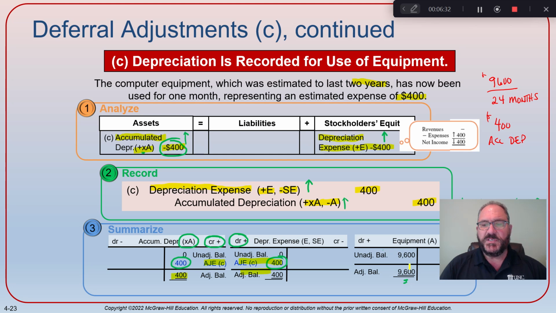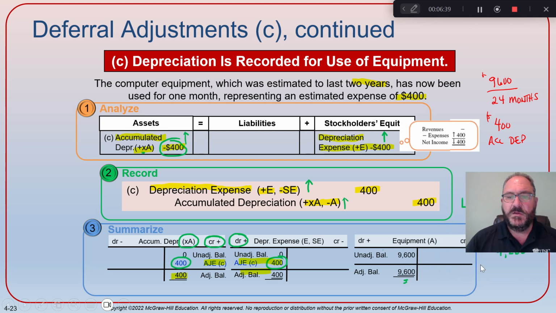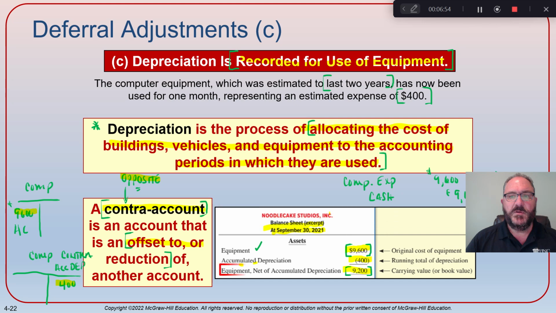And now our unadjusted balance here was $9,600. And once it's adjusted, when that adjustment is made, what's going to wind up happening? See this accumulated depreciation? This account is related to this account. These two accounts, they're related. So what's going to happen is it's going to show it. Yeah, they're going to show it just like this. There you go. This is where we were. This is after the first month. And so this is our carrying value or our book value.